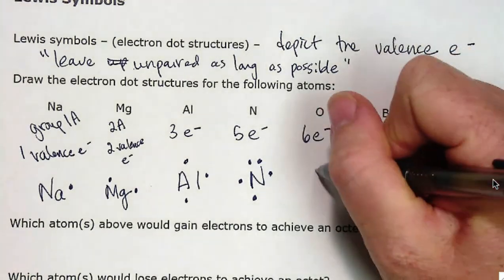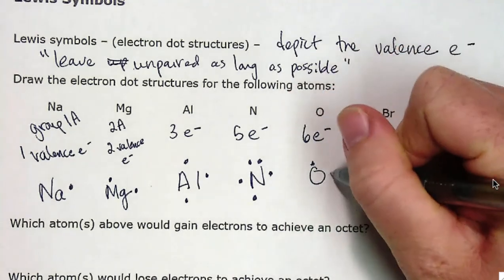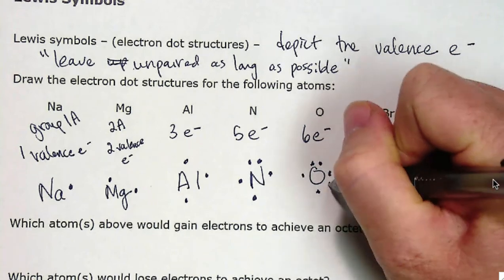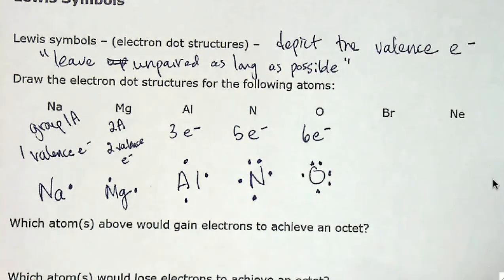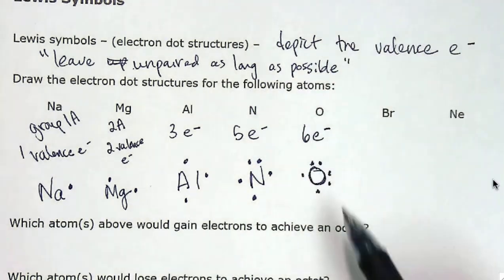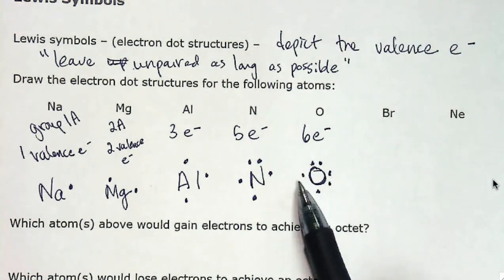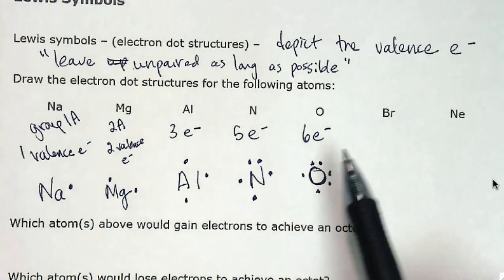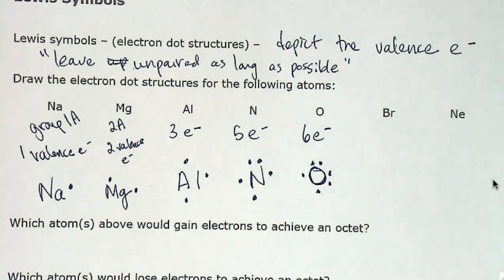Oxygen has 6 electrons. Let's go through this. Leave them unpaired as long as possible. So I have 4, 5, 6. Now your oxygen, you could have your 2 paired on the top and the bottom and your 2 unpaired on the left and the right. It doesn't matter, just as long as you have 2 paired electrons and 2 unpaired electrons.